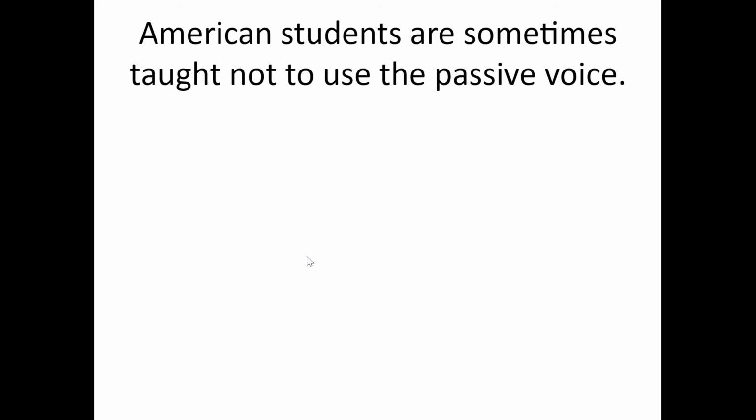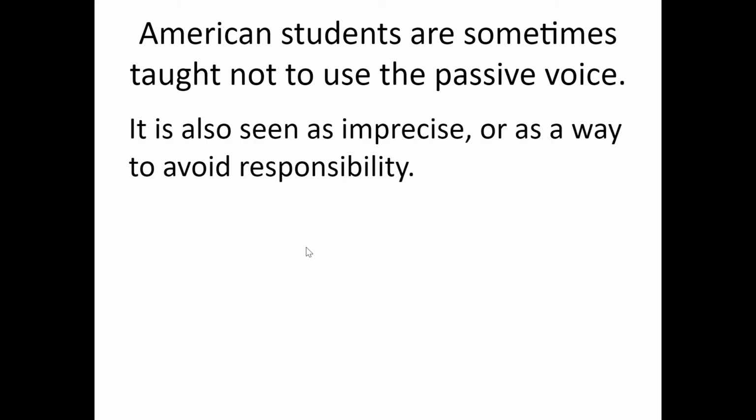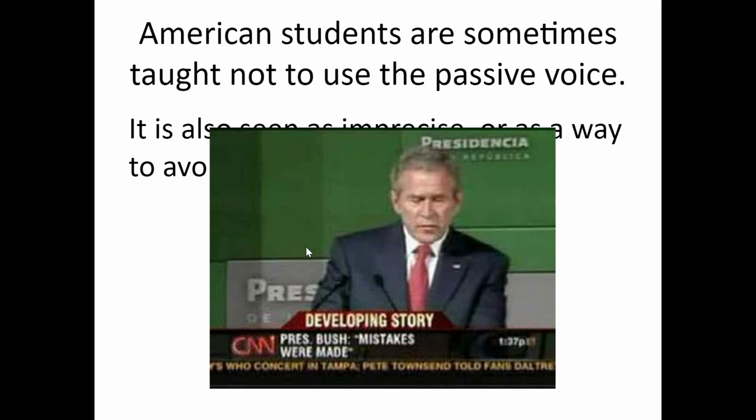Another reason that American students are sometimes taught not to use the passive voice is because the passive voice can be seen as imprecise. It's not clear sometimes who did what. And sometimes it can be used by politicians as a way to avoid responsibility. So here's a famous example. President Bush: mistakes were made. This is a way that politicians, presidents, leaders don't have to say, I made mistakes. They can say mistakes were made, and it's a way to get rid of the responsibility. And for that reason, some writing teachers don't like it.